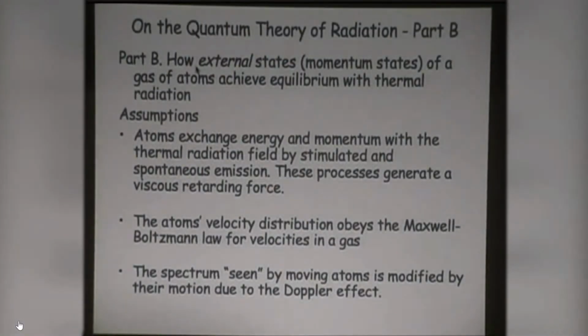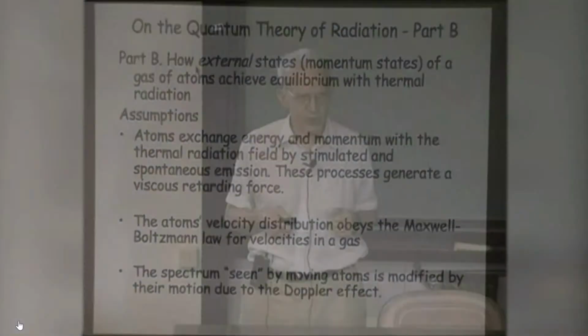Okay. Part B: how the external states, the momentum states of a gas of atoms, achieve equilibrium with thermal radiation. And this is the part most people don't look at, but it's really very ingenious. He assumes the atoms exchange, they absorb and radiate, not only energy but also momentum with the thermal radiation field, by stimulated and spontaneous emission. And these processes generate a viscous retarding force. This viscous retarding force is essentially the force of optical molasses, which is used in laser cooling.